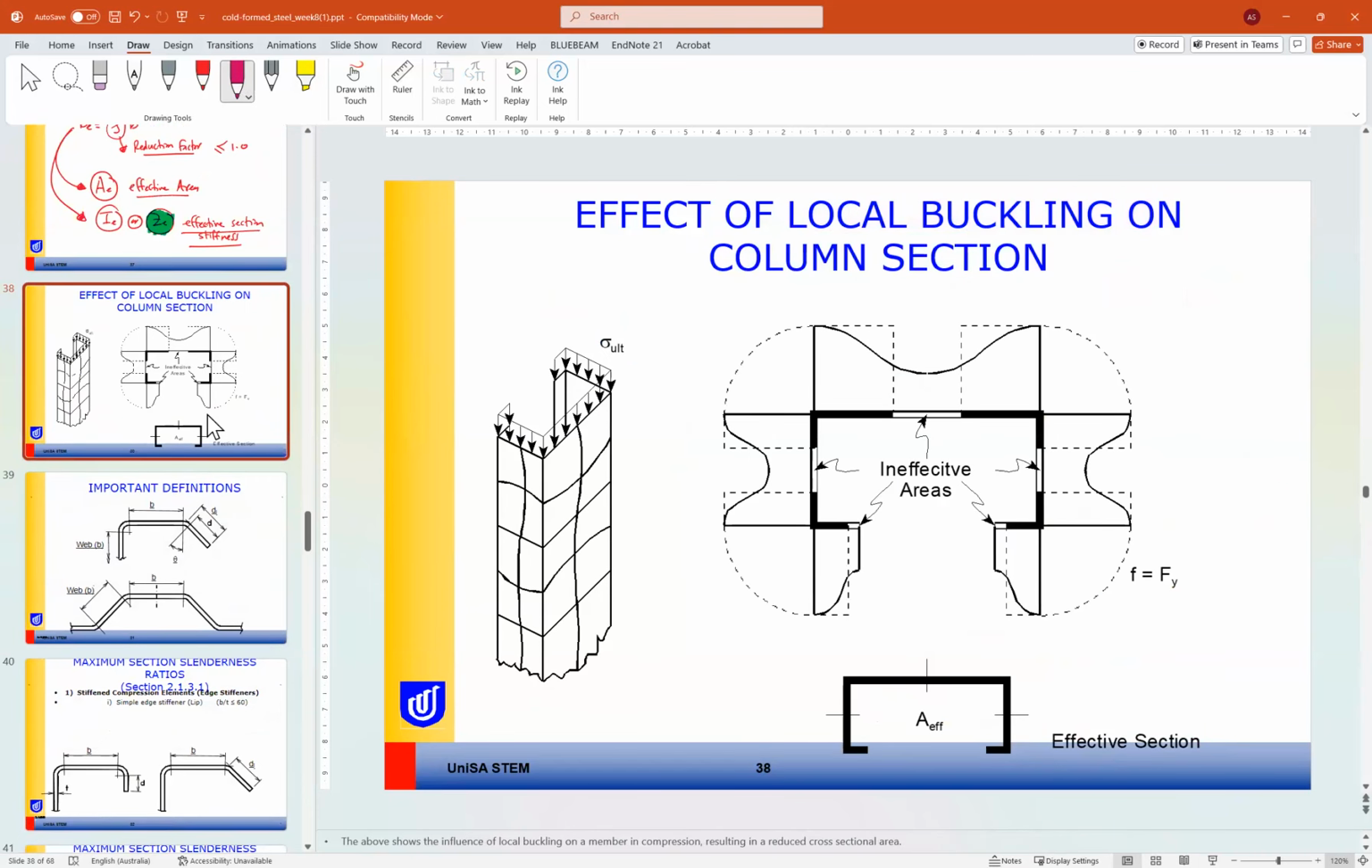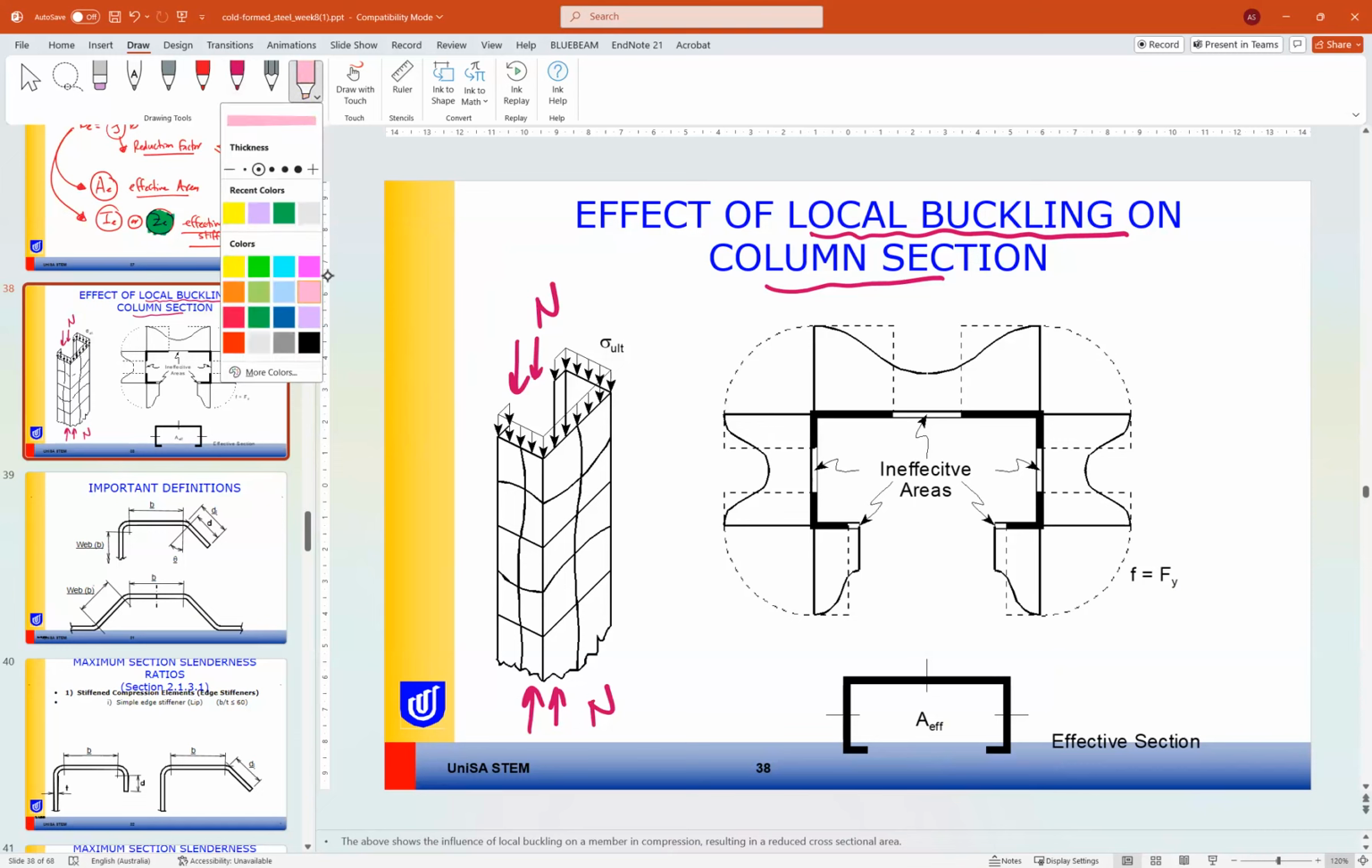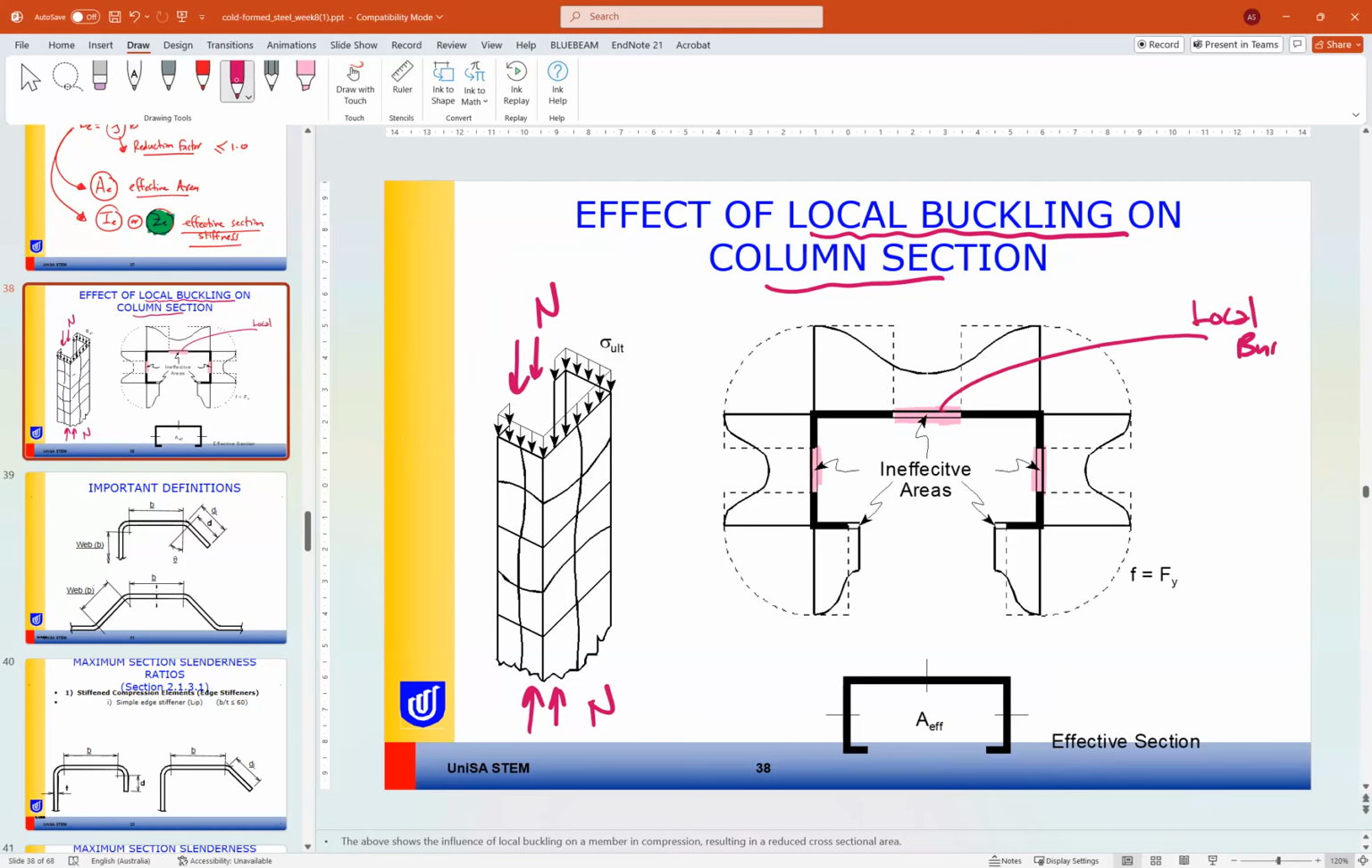And here as well, effect of local buckling on a column section. So if you have a column section under normal stresses from up and down, this is how the effective length, effective width affect our calculation. So this part here and this part here of the column will be under local buckling. So this part should be excluded from the section. That's why we have b effective over 2 here, b effective over 2 here. We have b effective 1 over 2 here, b effective 1 over 2 here.